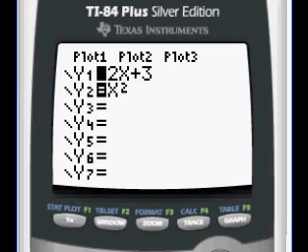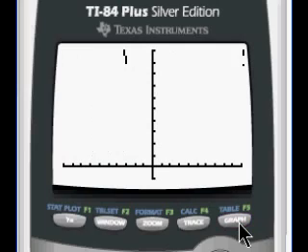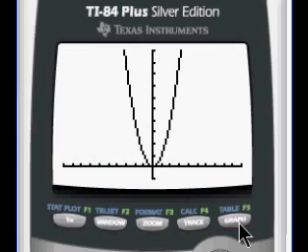I can hit the left arrow button so that it's blinking on the equals symbol, and then hit enter. And now you'll see that the equals sign doesn't have a black box surrounded by it. So this indicates that it's not active. So I'll hit the graph key, and there's just y2.